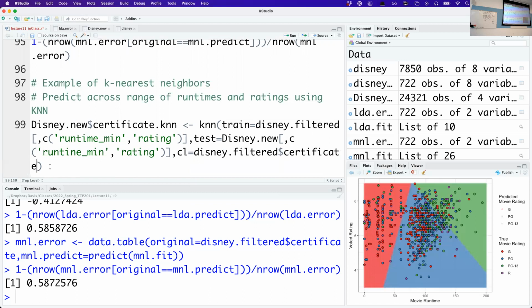CL is essentially feeding the information to KNN of the classes, not your response variable, the classes. And in this case, I'm going to do three Ks, so I'm going to set K equal to 3. So it's just going to look at the 3 nearest neighbors.